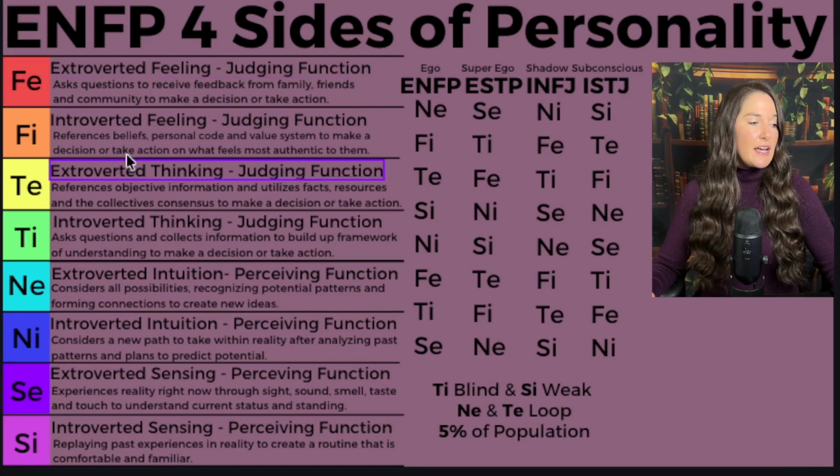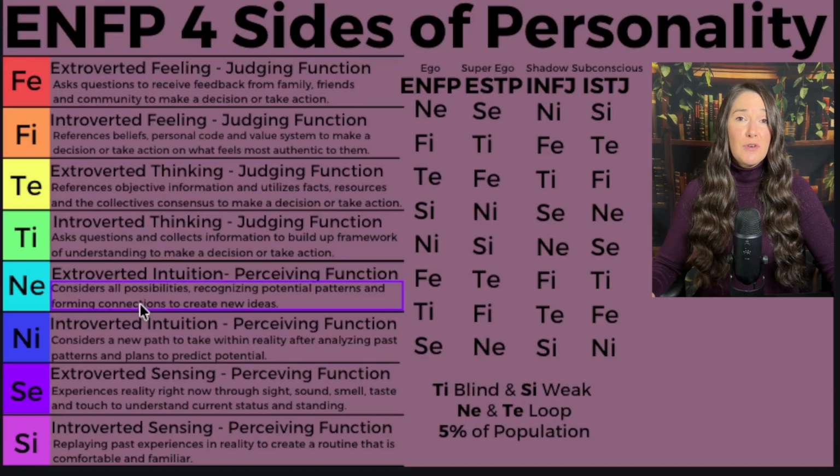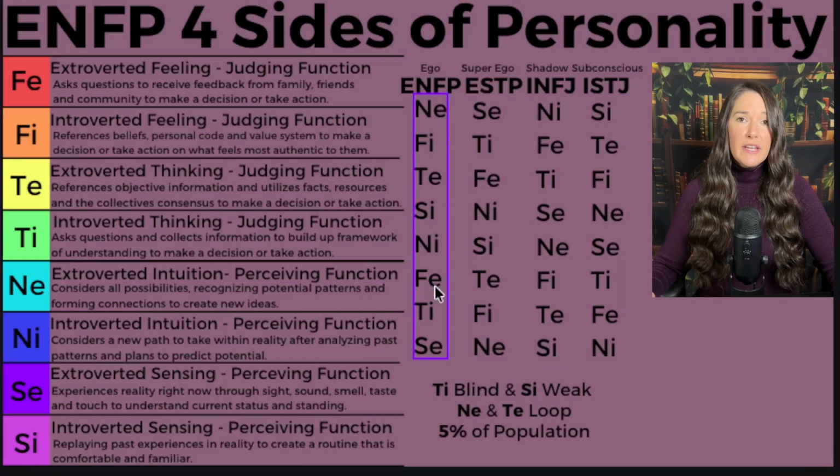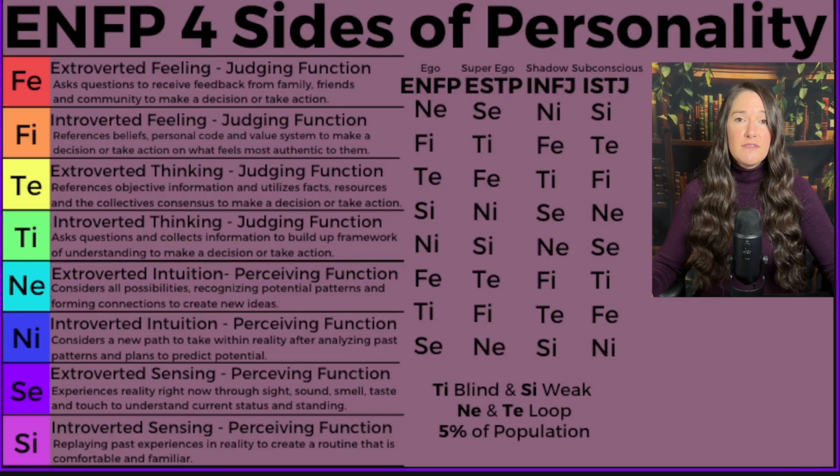On the left-hand side, I have all 8 functions. You guys can reference it if you're unfamiliar with the functions or you simply forgot what each one stands for. But I will be going over all 4 sides of their personality, breaking down all of their function stacks, going into detail on who these people are. So every person has 4 sides of their personality.